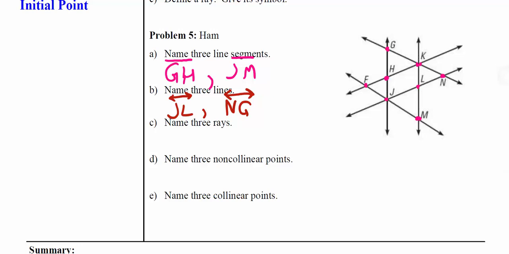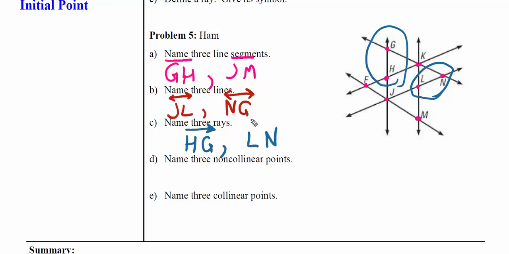3 rays. Rays, we have to be very careful. The initial point is an actual point. The ending point is going to be an arrow. So if we look at, for example, HG, that would be appropriate, right? The initial point would be H, and then the point through which the ray is going, the arrow is going to be G. Okay. If we look at, for example, LN, we would write it as such.